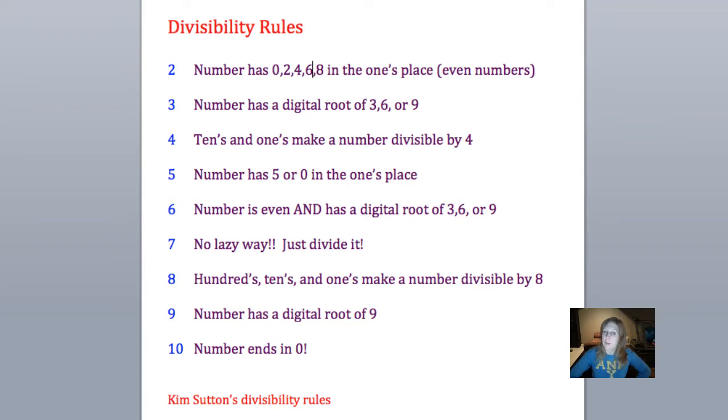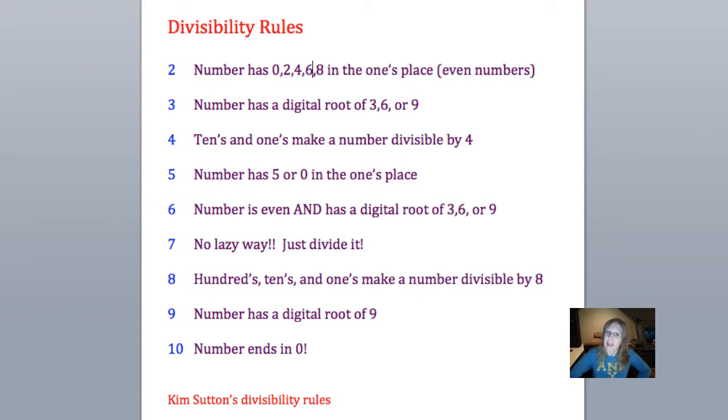If it's divisible by 4, then if you take the number in the ones place and the tens place and look at them as a number within a number, then that number will be divisible by 4. If it is divisible by 5, it's going to end in 5 or 0. If it's divisible by 6, it's going to be an even number and it's going to have a digital root of 3, 6, or 9. If it's divisible by 7, you're just going to have to divide to find out. There's no lazy way of doing this.